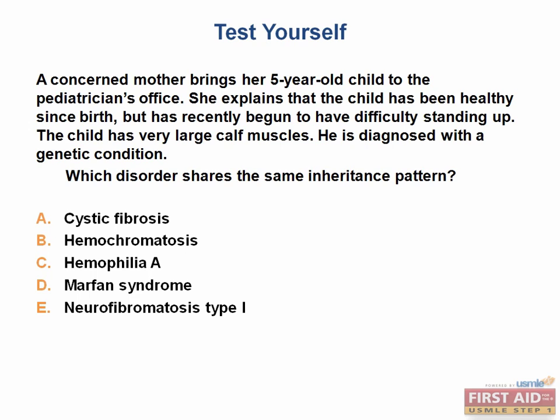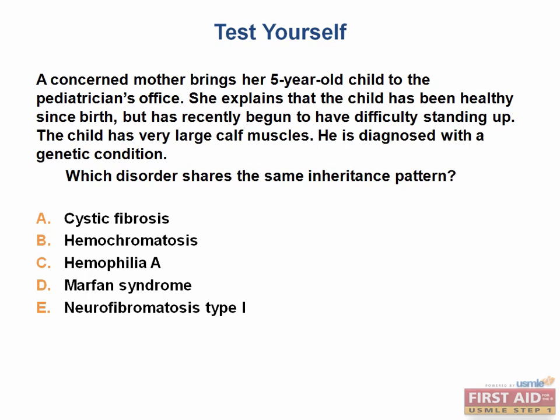Alright, let's wrap up the genetics section with a step 1 style question. So, a concerned mother brings her 5-year-old child to the pediatrician's office. She explains that the child has been healthy since birth, but has recently begun to have difficulty standing up. The child has very large calf muscles, and he is diagnosed with a genetic condition. Which disorder shares the same inheritance pattern?